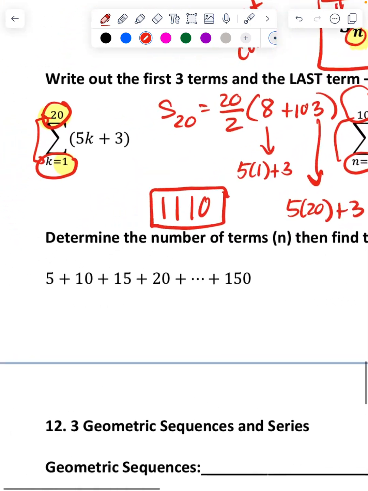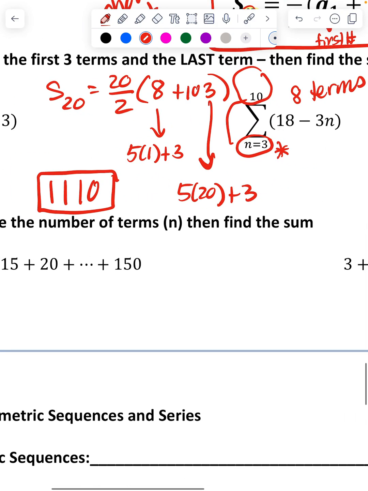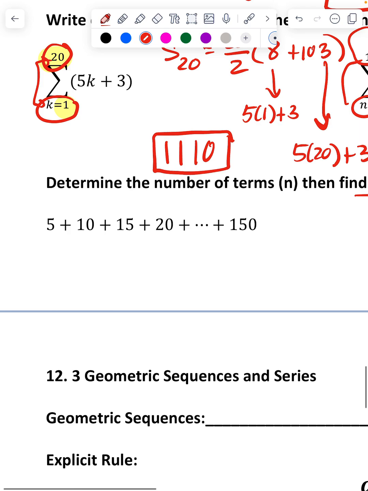All right, this is the tricky business, and this is the last thing we're going to do. We're going to determine the number of terms and then find the sum. So this can be kind of tricky because this is A1. This is A sub n. I don't know because this right here means I don't know how many numbers there are. I can see by looking here that my common difference is 5.